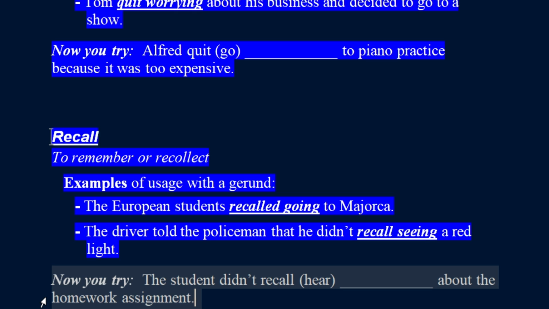Now you try. The student didn't recall hear about the homework assignment. The student didn't recall hearing about the homework assignment.